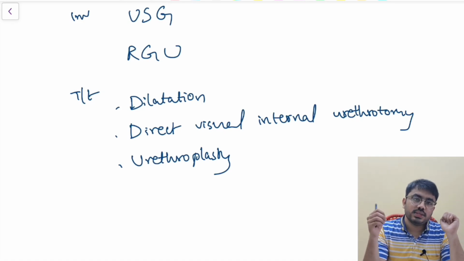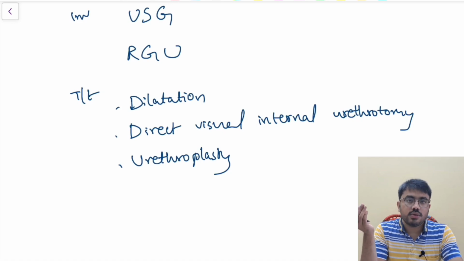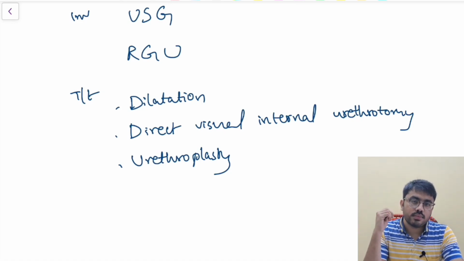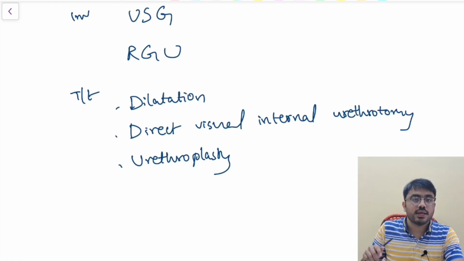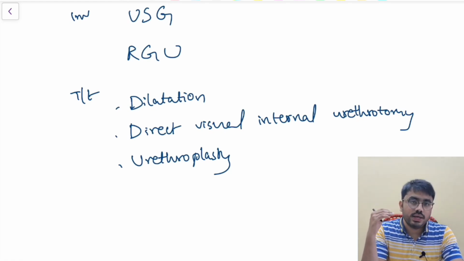What are all the investigations I am going to do? Ultrasound I can get done, retrograde urethrogram I can get done. How to treat this case? There is a stricture, I can get a dilatation, or I can get a direct visual internal urethrotomy, and the other option I have is urethroplasty. This is all about stricture urethra.